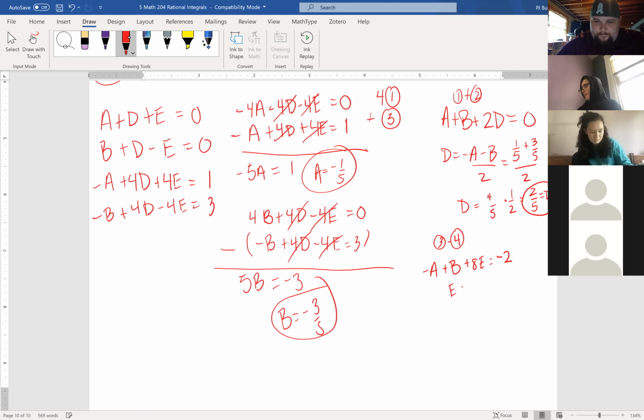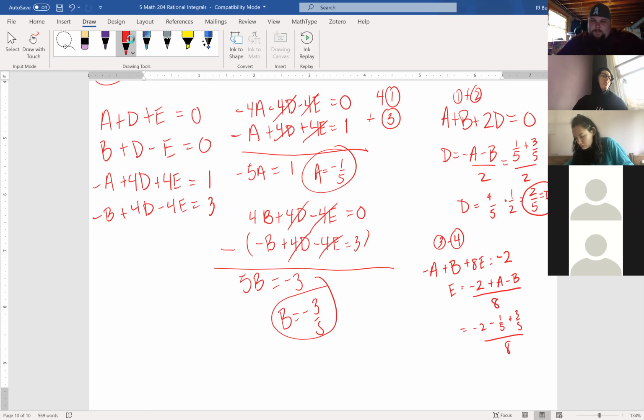Solve for E. Let's see, 12. Do that right in my head. Wait, this is negative.